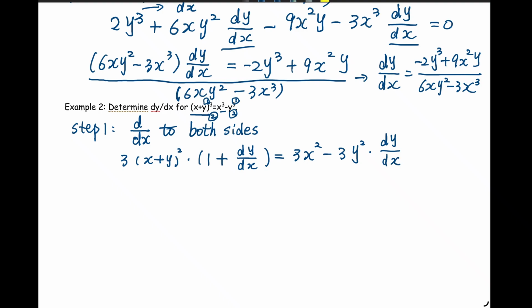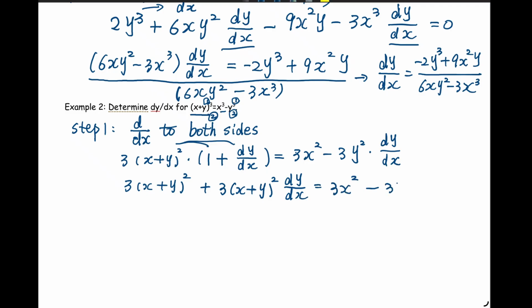Then we are going to expand the left side. We have 3 times the bracket x plus y squared, then plus 1 times it is itself, then 3 times bracket x plus y squared times dy by dx equals 3x squared minus 3y squared dy by dx. Then step 2, we want to solve for dy by dx.